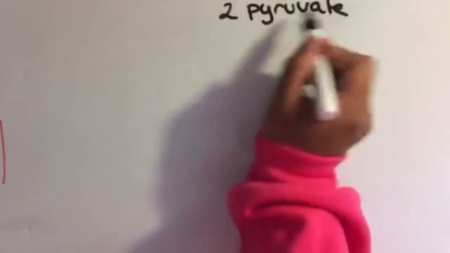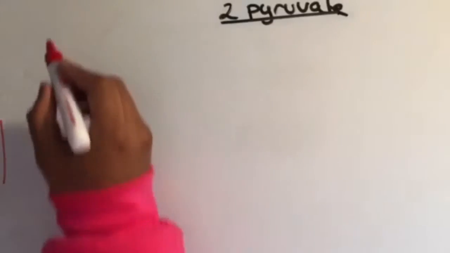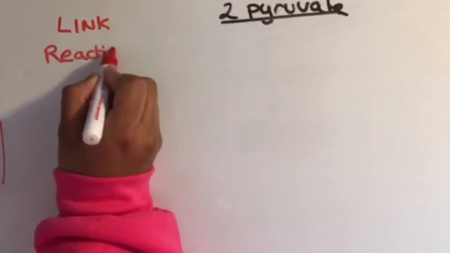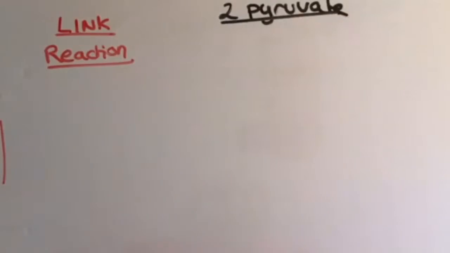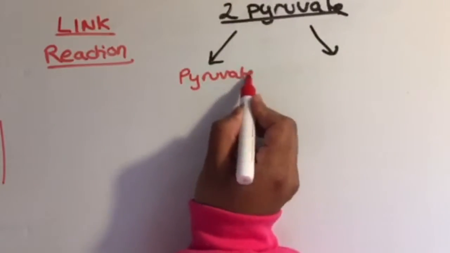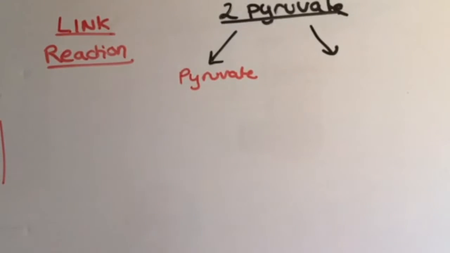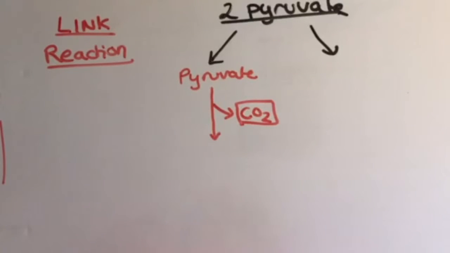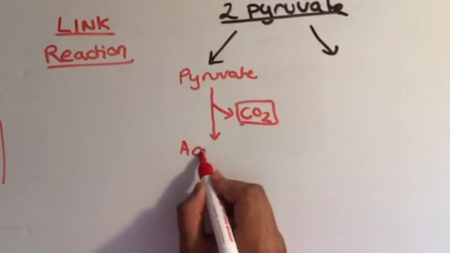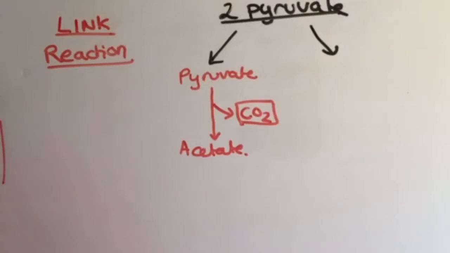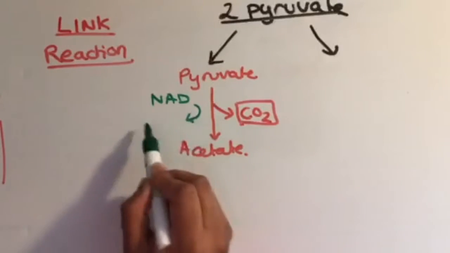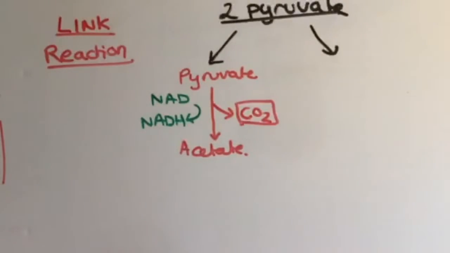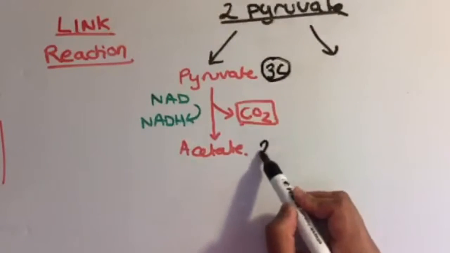Next we have the link reaction. Notice how we made 2 pyruvates from 1 glucose molecule earlier. So if we zoom in to just 1 pyruvate, let's focus on 1 right now. So the first step is decarboxylation. So a pyruvate, which is 3 carbons, loses carbon dioxide, which then makes a 2 carbon molecule called acetate. Notice how we again have NAD forming NADH as decarboxylation is happening.